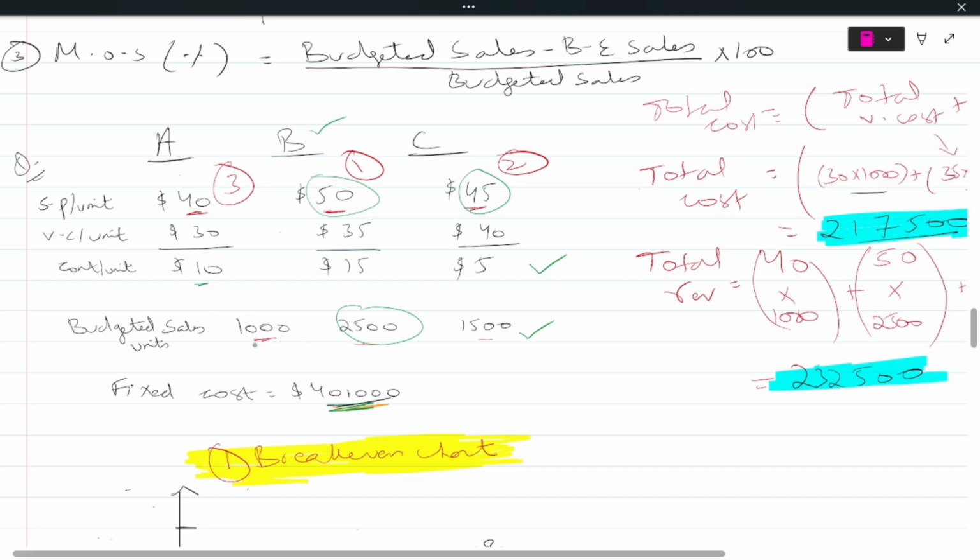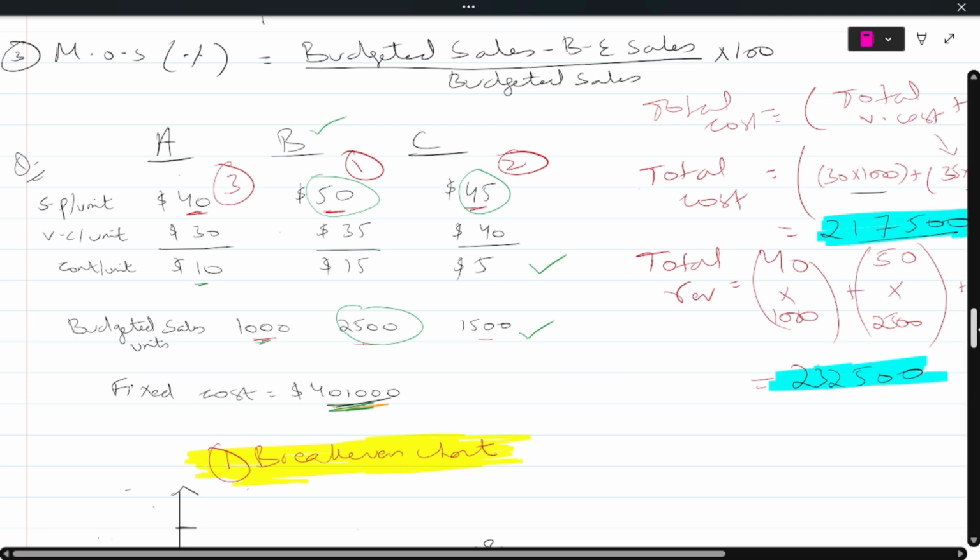So 10 contribution and 1,000 units. So 10 times 1,000 is going to be 10,000 contribution. Subtract this with 40,000 fixed costs. So you'll be making a $30,000 loss.